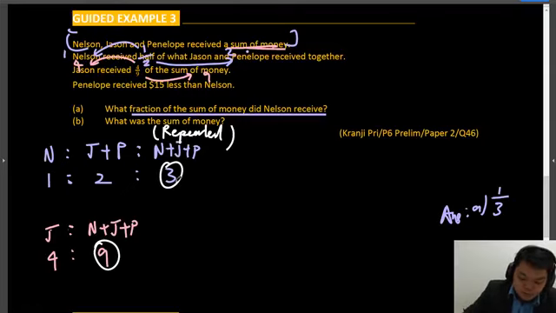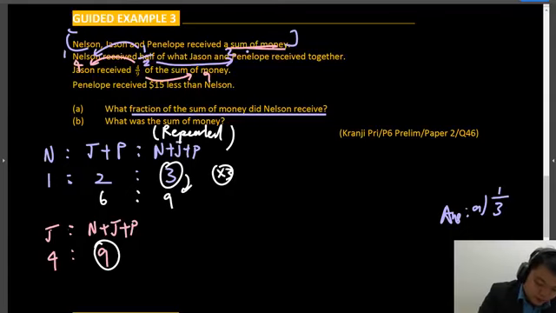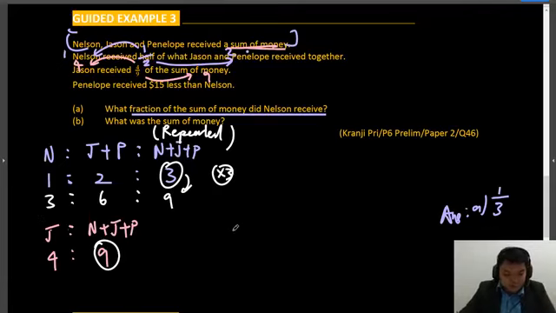So 3 blue blocks length is the same as 9 pink blocks length. So we want to cut them all up into 9. Okay, this one becomes 9, this one becomes 3. And once we've got this already, now we want to look back at the question for further information on what we can use. We are told that Penelope received $15 less than Nelson.